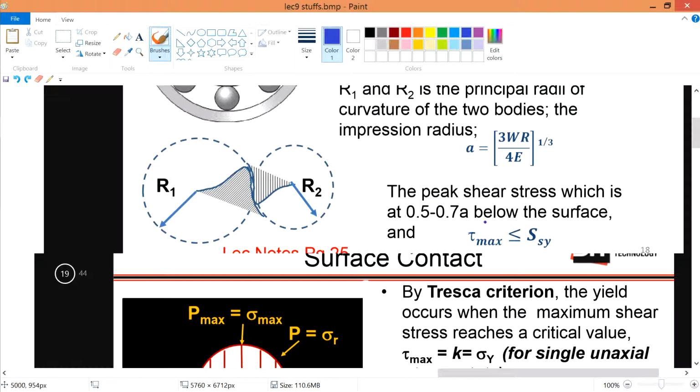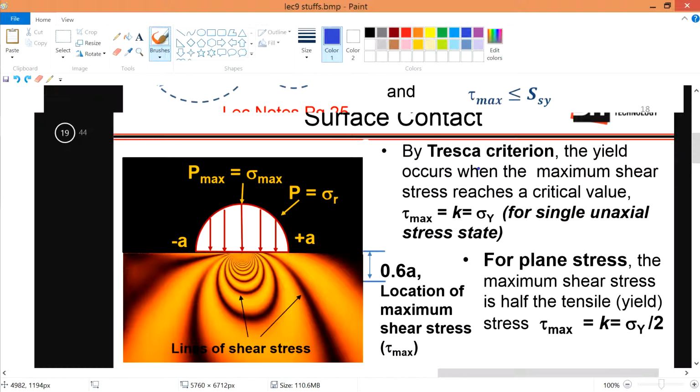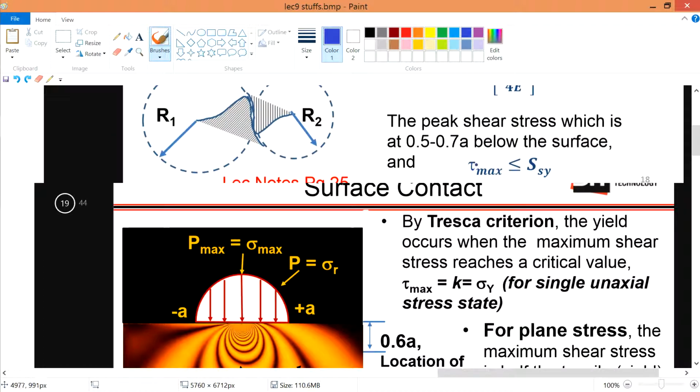Same thing, the maximum shear stress: the peak shear stress is at 0.5 to 0.7 A. That's all it is, the location of it. Then the shear max is equal to stress. Give me a while. Now let's take a look. So this is the shear stress now. So in other words, right?